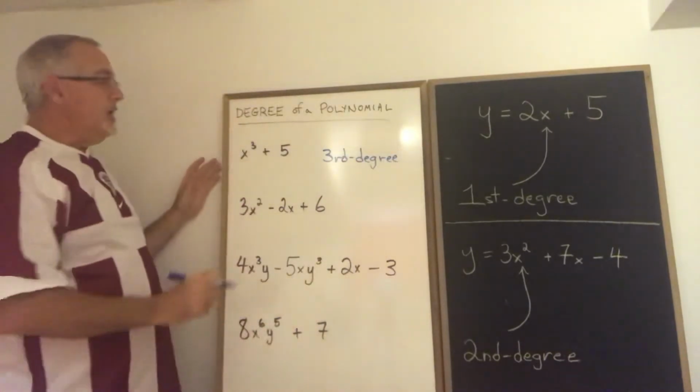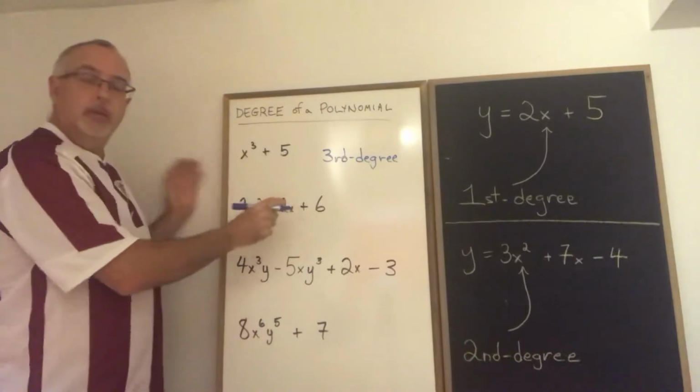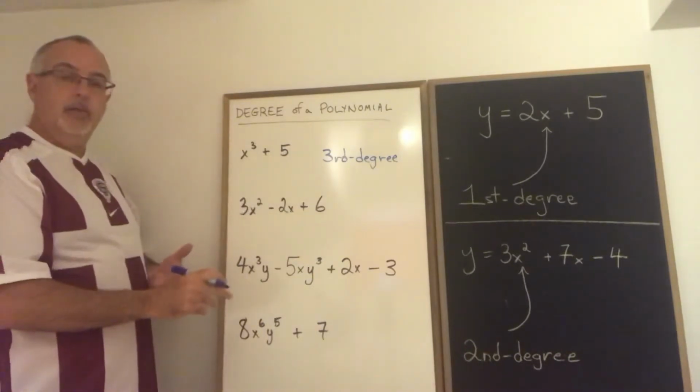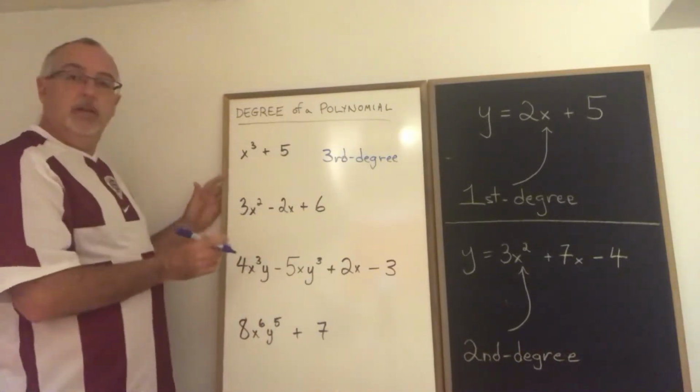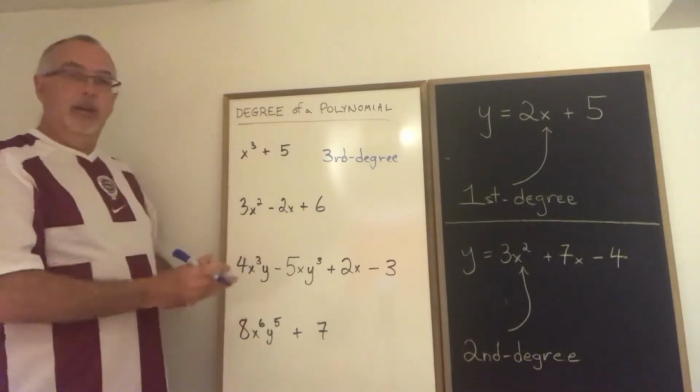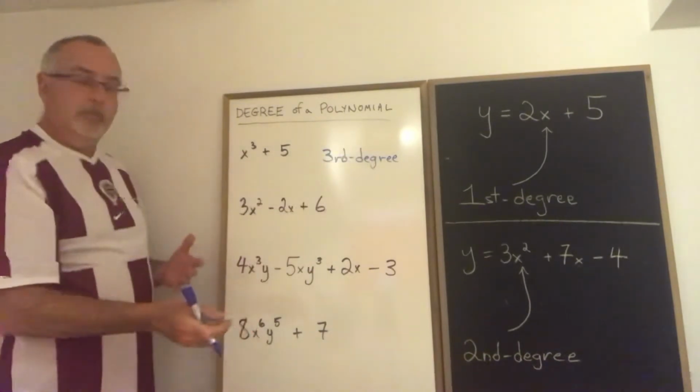So what we're doing is we're looking at each of the terms, deciding which term has the highest degree, figuring out what that degree is, and that is then considered to be the degree for the whole polynomial.